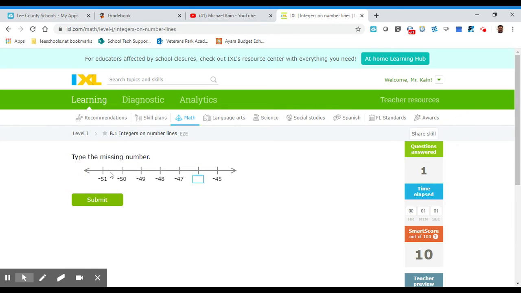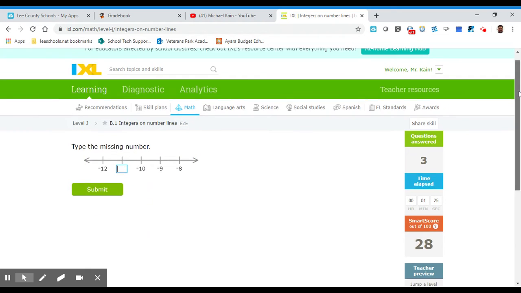Okay. So what are we counting by? We're counting by 1. So if we go down here, this goes negative 50, negative 49, 48, 47, and this has to be negative 46. Okay. What's the missing number here? It's going by ones. So one more back would be negative 57.